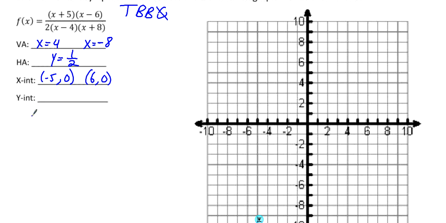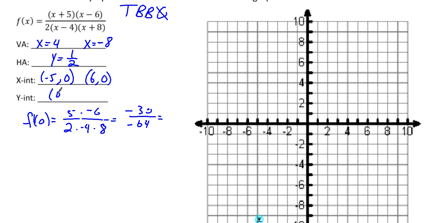And then our y-intercept, we plug in 0, and we're going to get 5 times -6 on top, and then 2 times -4 times +8. And so on top, you're going to get -30. On the bottom, you're going to get 2 times 4 times 8, which is -64. And then that is your y-intercept, which turns positive, so you get 0, and then +30 over 64.